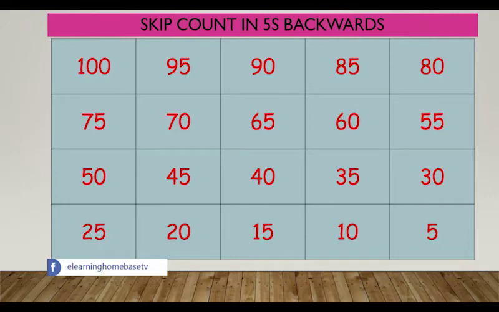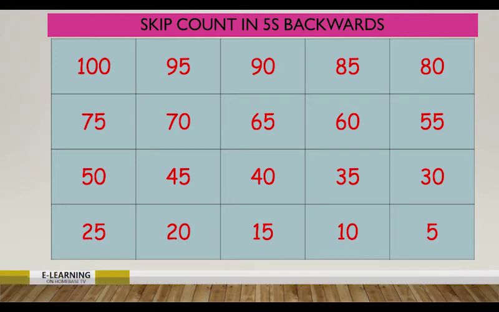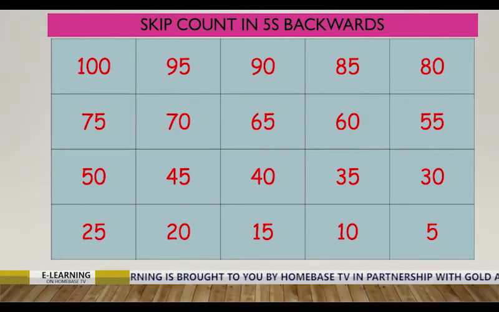So with skip counting in 5 backwards, ranging from 100 to 5, starting from 100, we have 100, 95, 90, 85, 80, 75, 70, 65, 60, 55, 50, 45, 40, 35, 30, 25, 20, 15, 10, and 5. Skip counting in 5s backwards.